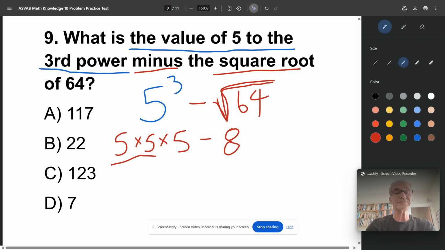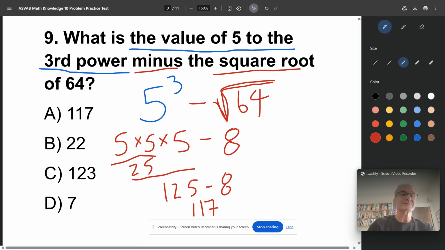5 to the third is saying 5 times 5 times 5 minus the square root of 64. Square root of 64 is saying what times itself equals 64: 8, because 8 times 8 equals 64. 5 times 5 is 25. 25 times 5 is 125 minus 8, right? Exponents first and multiplication. 125 minus 8 is 117. Correct answer, answer A right there.